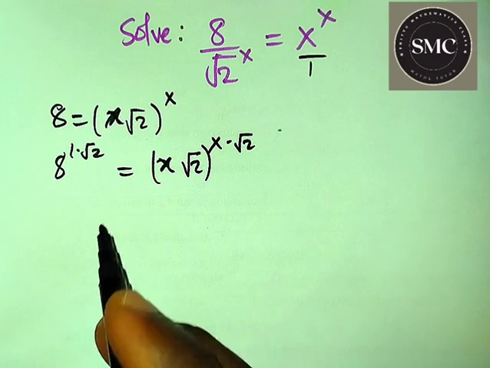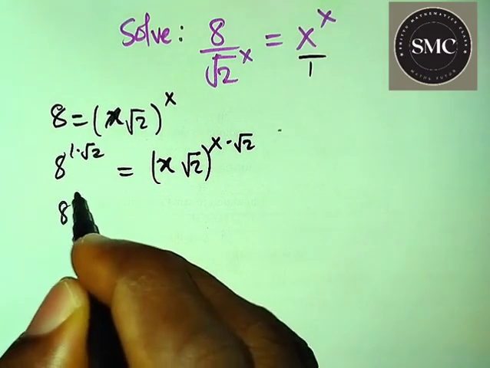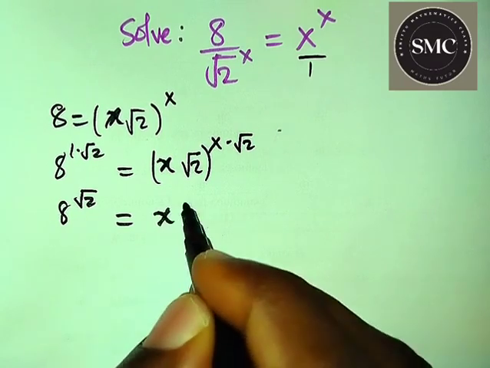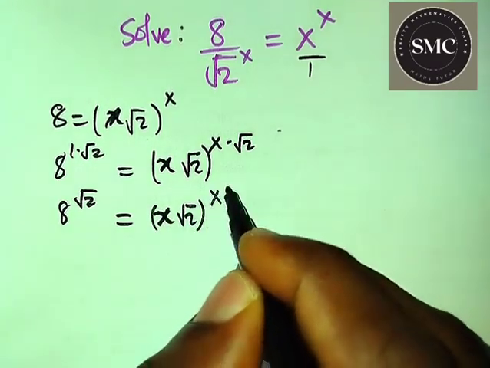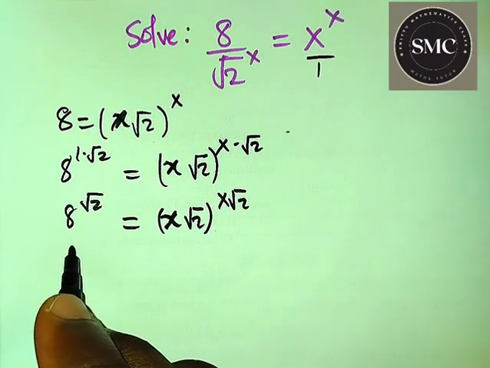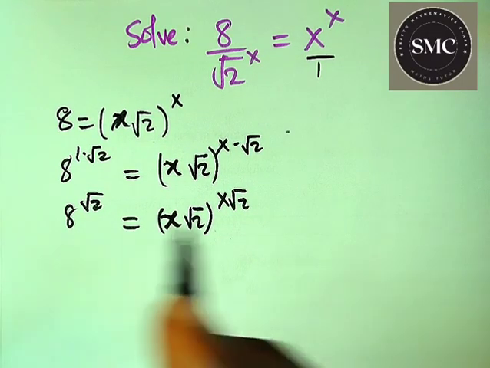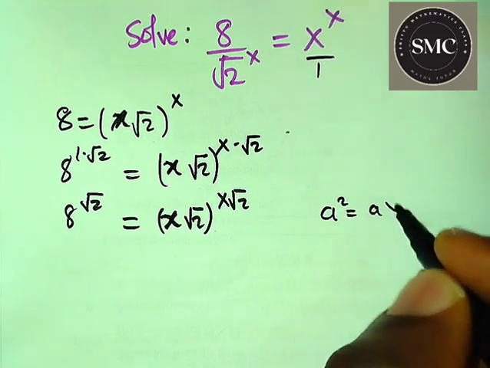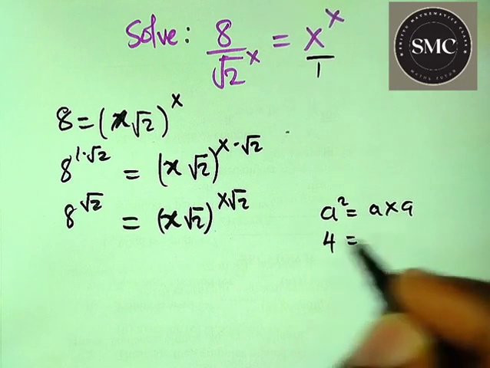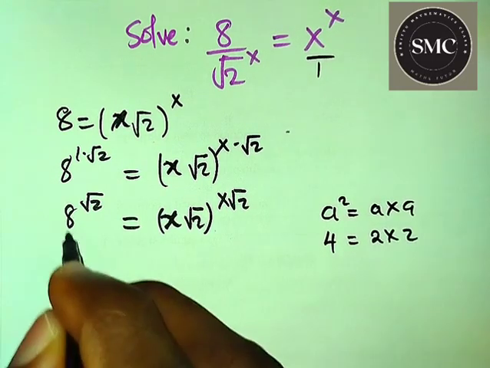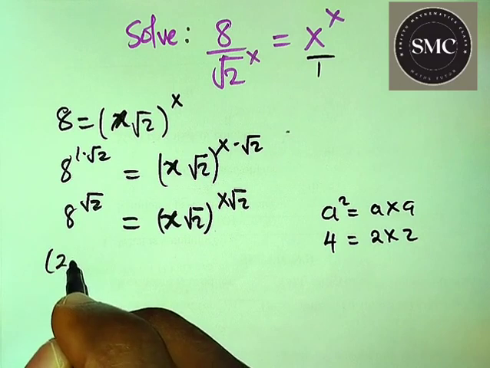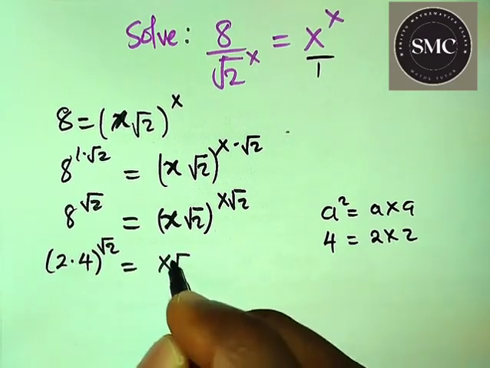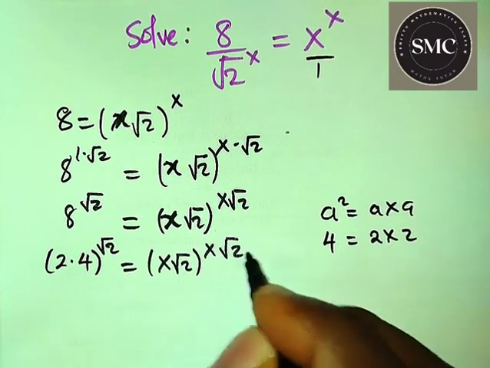So from there, the next thing we're going to do is I'm going to have this to be 8 root 2 equals x root 2, then x root 2. I would like to do some manipulations here. Whenever you have a squared, it's the same thing as a times a. Let's say you have 4, 4 can be 2 times 2. So I'm going to split this 8 as 2 multiplied by 4, then root 2 equals x root 2, then x root 2. Are you following?